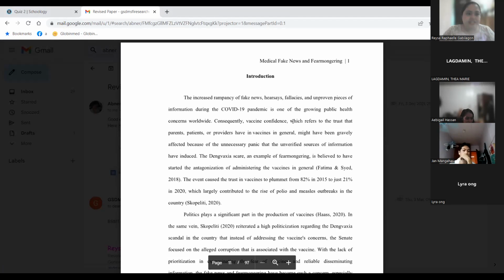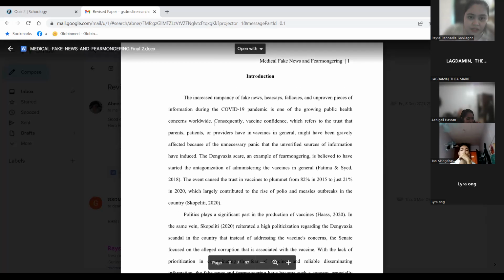Okay. So this is, class, an example of an introduction of a research paper. This research is entitled Medical Fake News and Fear Mongering on COVID-19, its impact on the vaccine confidence among millennials. So we don't have a chapter 1, we go straight to the introduction. And look at their first statement.